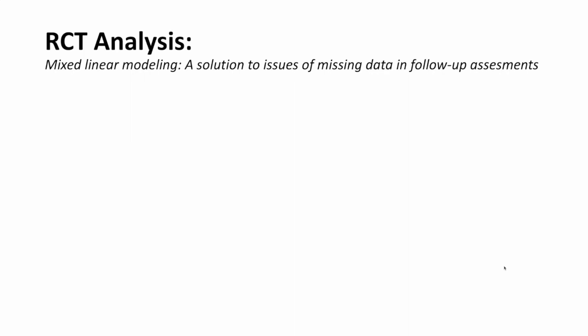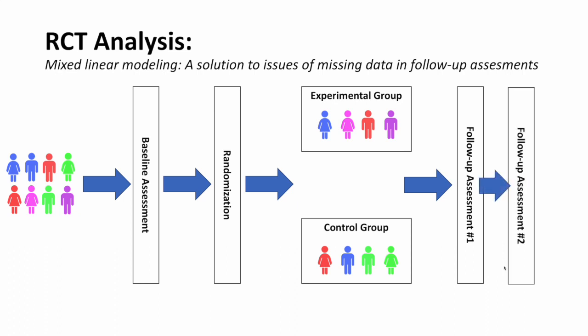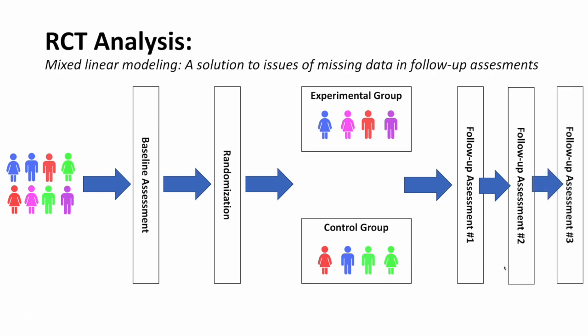So what is a mixed linear model? Broadly, the way that it works is, again, we run the same sort of RCT analysis where we take people at baseline, we randomize them to two different groups usually, and then we do a follow-up assessment. We do not perform just one follow-up assessment, but multiple follow-up assessments. We can perform a second follow-up assessment or a third or a fourth. The important thing is that we have multiple follow-up assessments within a mixed linear model.